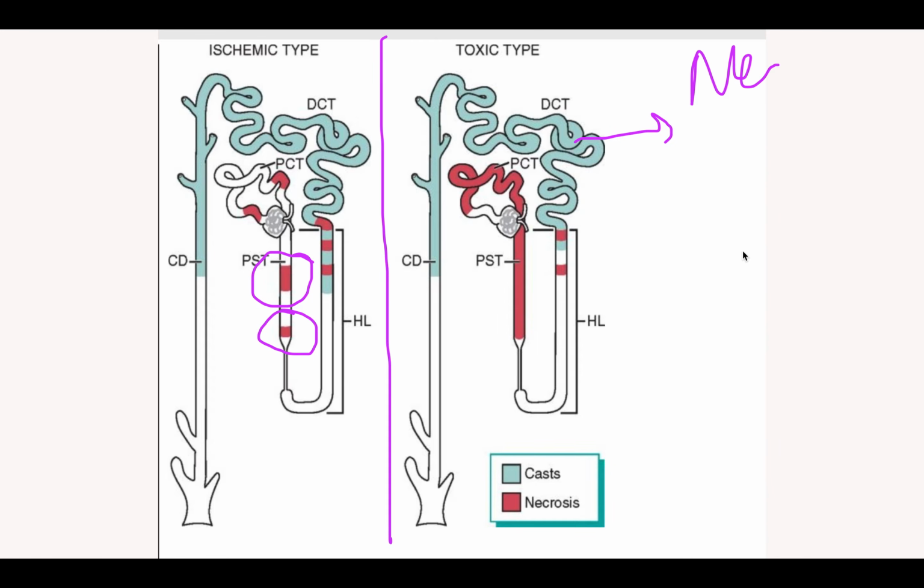First is the necrosis. Necrosis means death of the tubular epithelial cells. So here in the ischemic type, this is patchy. You can see in between, areas are normal, however certain parts are involved. In the toxic type, this is fully involved, diffusely involved. So this is the toxic type, and the casts are formed. There are two things, necrosis and casts.